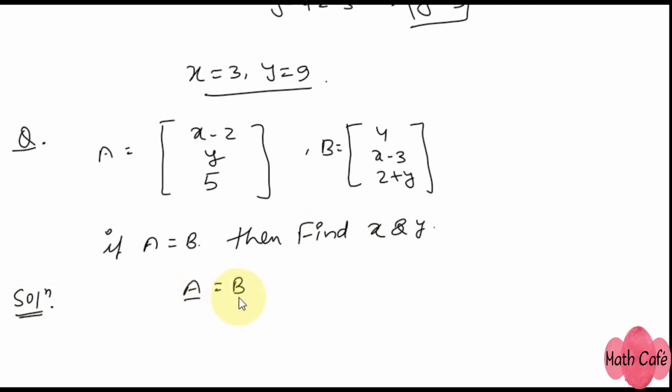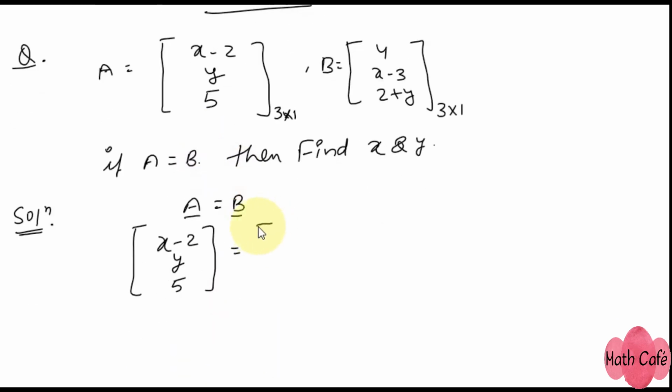So if A equal to B is given in the question, that means their order should be same. If both the matrices are same or equal, then their order should be same. So order of first matrix is 3 cross 1. There are 3 rows and 1 column, and order of the matrix B is also 3 cross 1. So first one is satisfying here, and second point is we need to equal all the corresponding elements. So we will write matrix A as x minus 2, y and 5 equal to, and B matrix is 4, x minus 3 and 2 plus y.